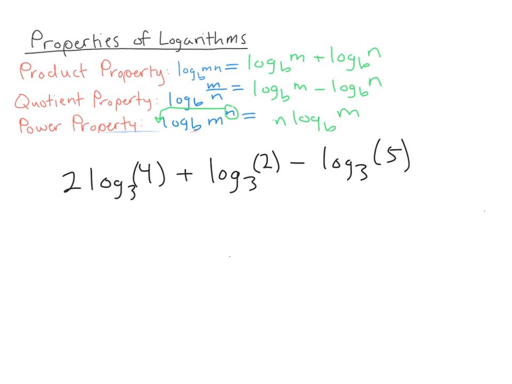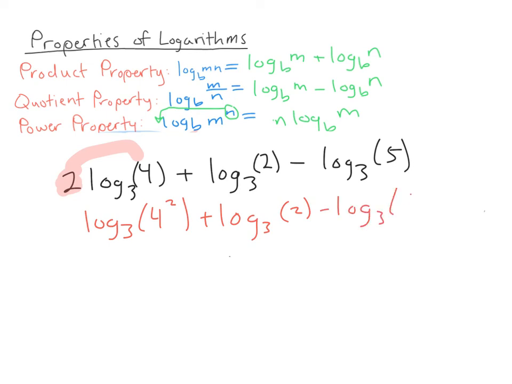So the way we handle this is first go ahead and fix the number in the very front, okay? And so by bringing that to the 4, you now have log base 3 of 4 squared plus your log base 3 of 2 minus your log base 3 of 5. Now you do have to simplify 4 squared. 4 squared is 16, right? So with that being said, you could go ahead and do 16 right here.